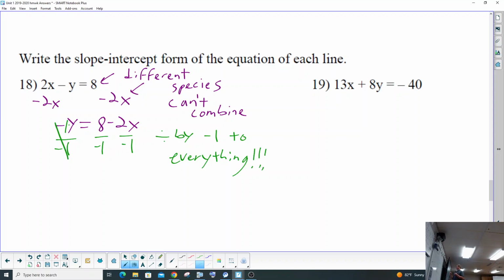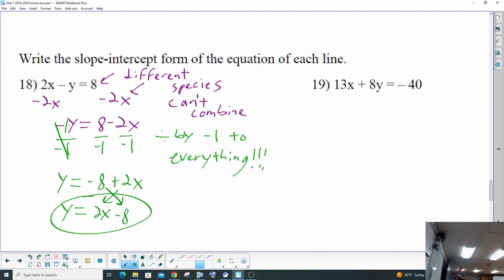Okay, so that goes away because negative divided by negative is a positive. 8 divided by negative 1 is just a negative 8. Negative 2x divided by negative 1 is a positive 2x. That's it. And so that's our slope-intercept form. Be careful now, we do need to rewrite it. This is associative, so you can just change the order. So then the positive 2x goes first, and then the negative 8. And that's our slope-intercept form.